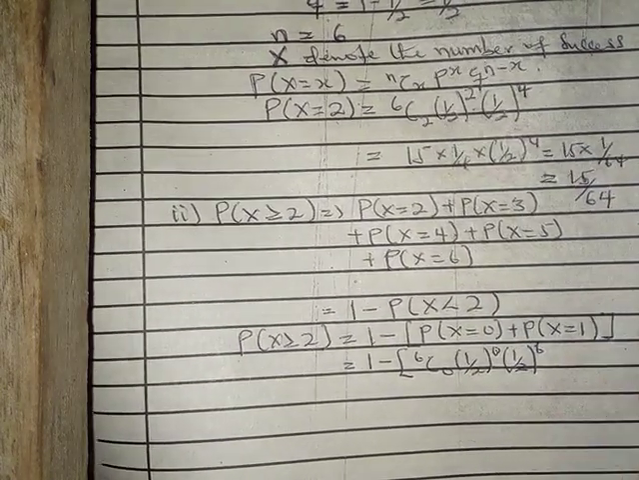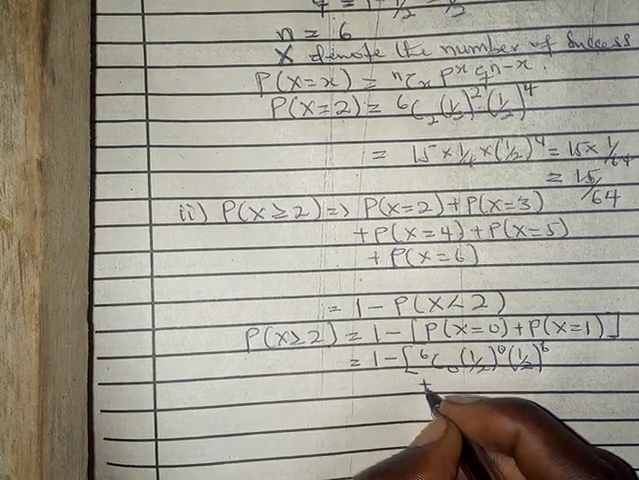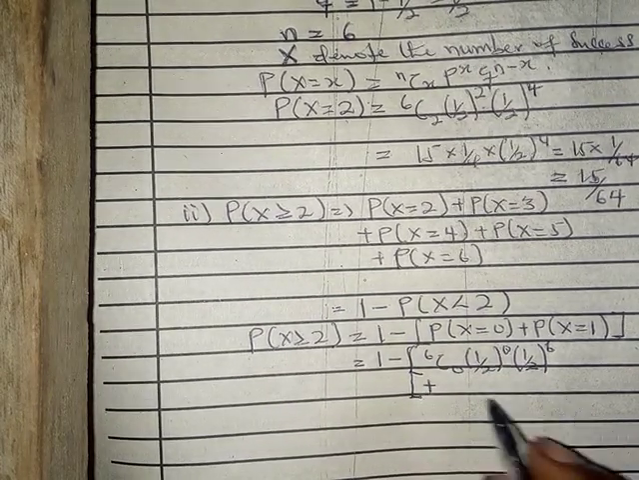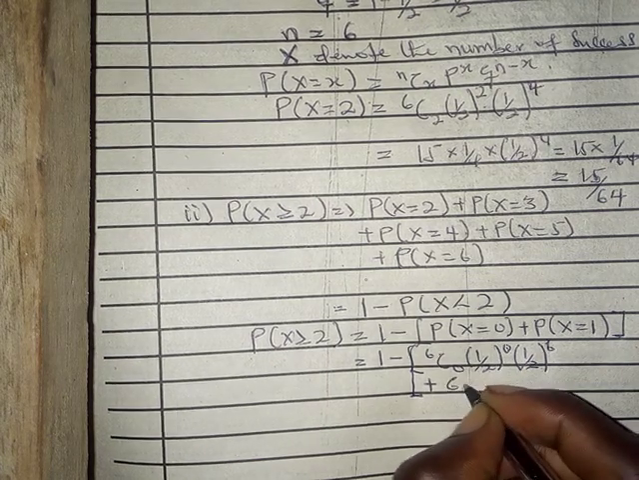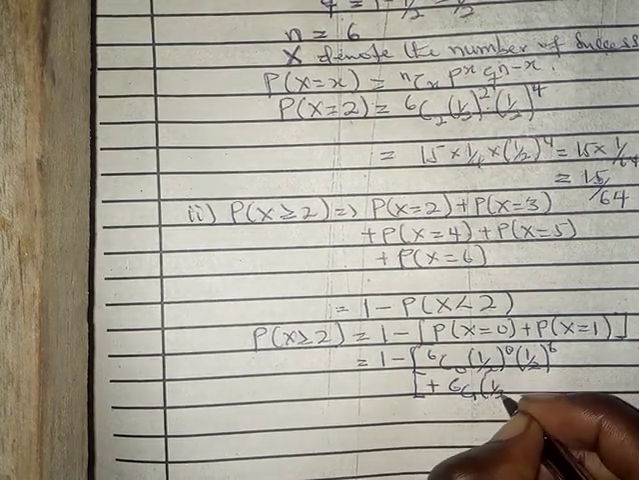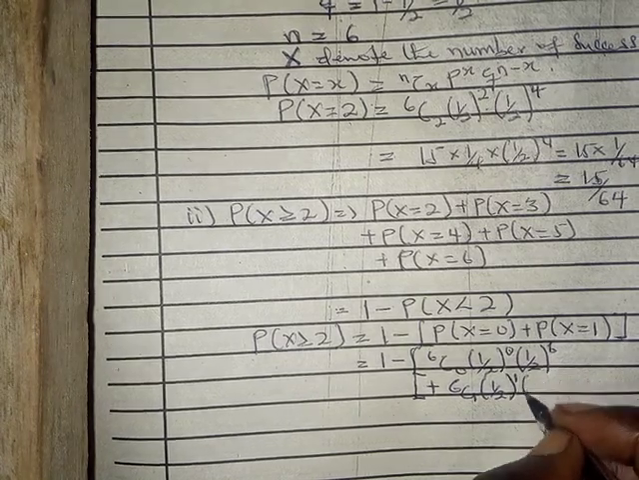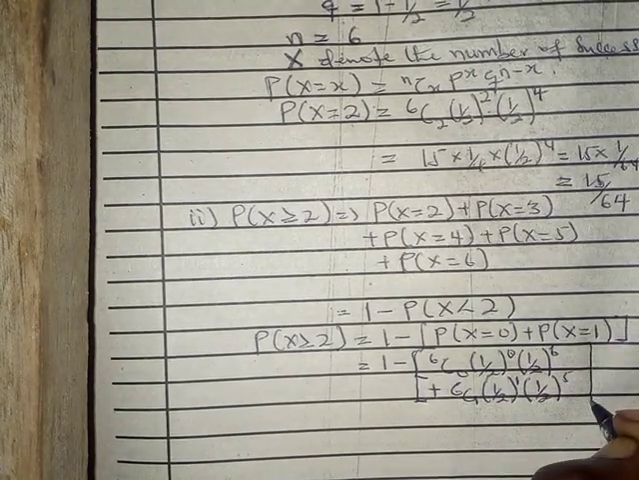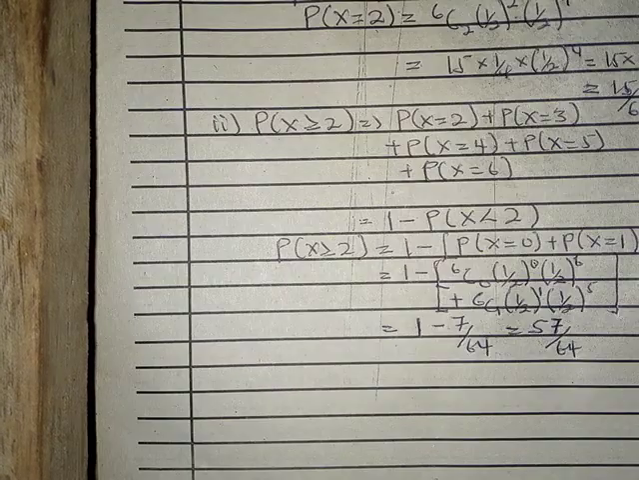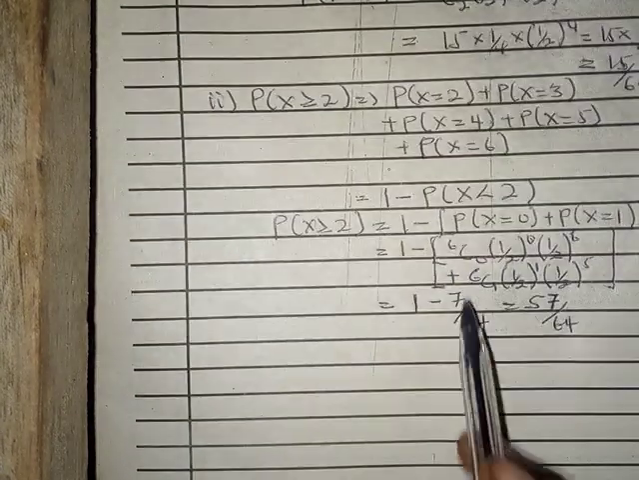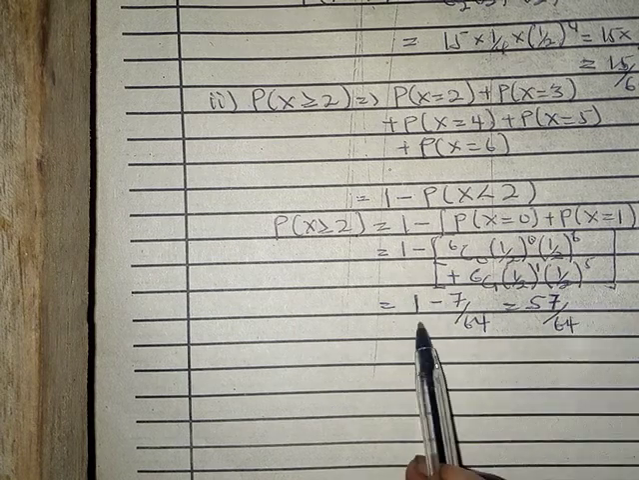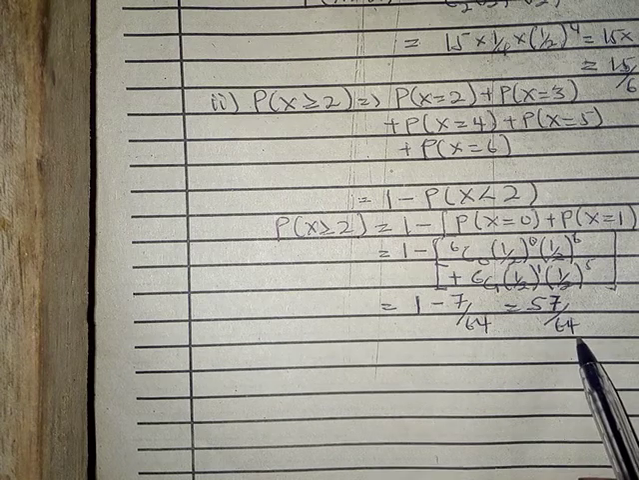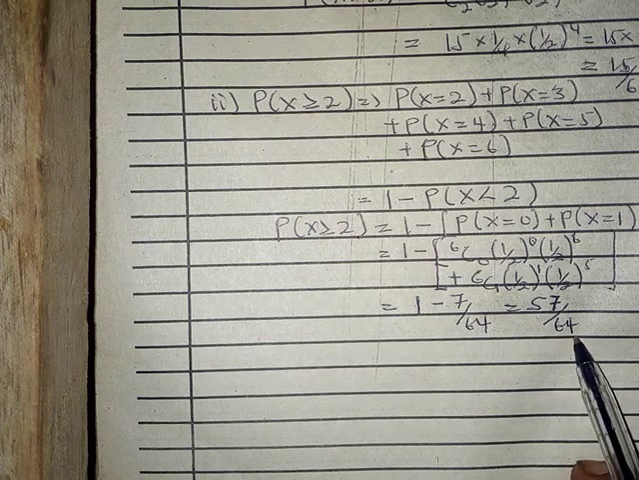And then plus the probability of getting 1, that is 6 combination 1, 1 over 2 times 1, and then 1 over 2 to the power of 5. Alright, so simplifying further, we are going to get 1 minus 7 over 64, which will give us 57 over 64.